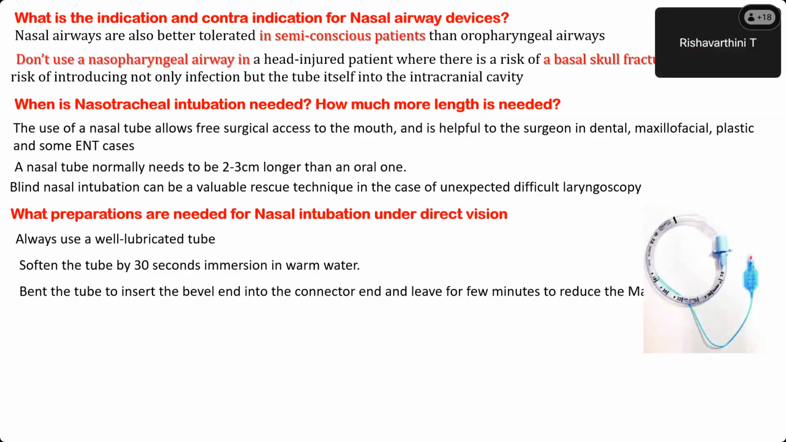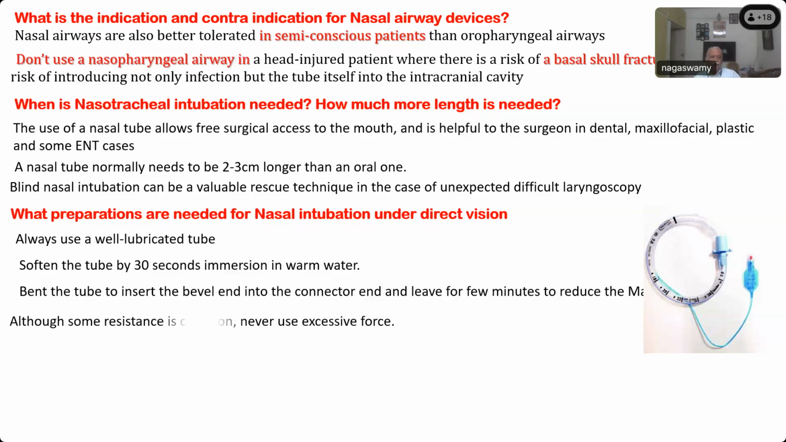So this is how you have to bend the tube and insert the tip into the connector and leave it like that for a few minutes so that it becomes more acutely bent. Normally when you don't do this, it will have a larger 140-degree angle. The Nagel angle is normally about 140 degrees. So you make it much more acute by bending this so that it will align itself well through the nasal curvature and go without any injury to the nose.